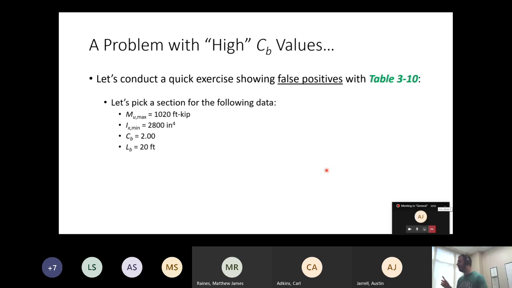The design example that we did in class had a Cb of like 1.14, and then your homework had a Cb of 1. So those are low Cb values. A Cb of 2, that's pretty high. And then we have an Lb of 20 feet.